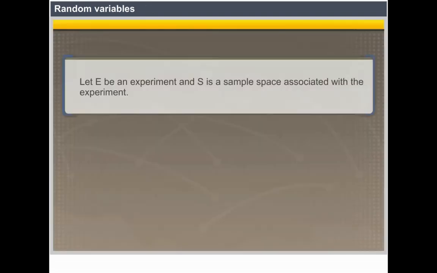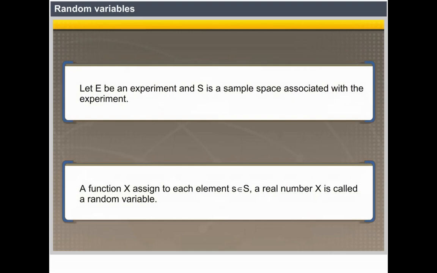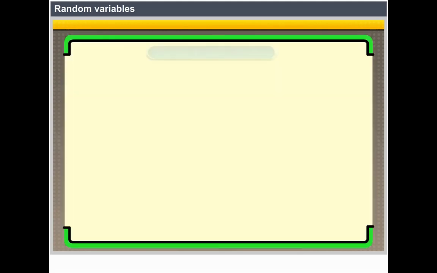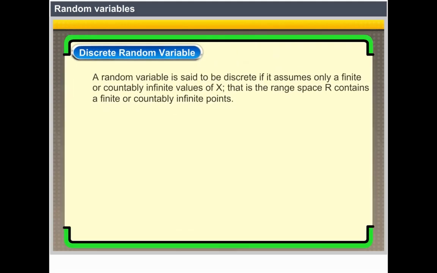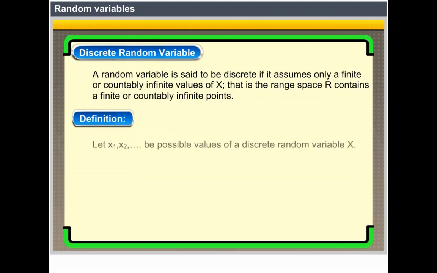Random variables. Let E be an experiment and S a sample space associated with the experiment. A function X assigning to each element s belonging to S a real number X(s) is called a random variable. Discrete random variable. A random variable is said to be discrete if it assumes only a finite or countably infinite number of values of x. That is, the range space R contains finite or countably infinite points. Definition. Let x1, x2, etc. be possible values of a discrete random variable X.